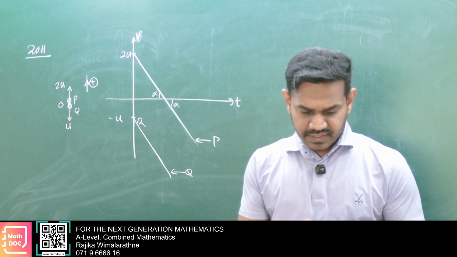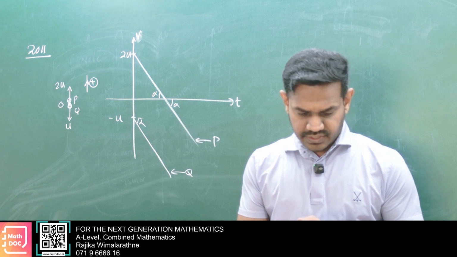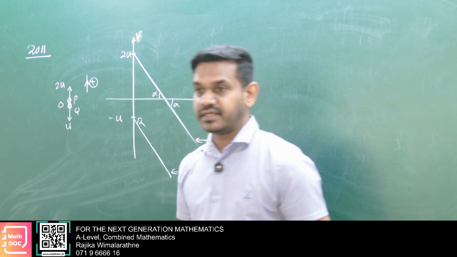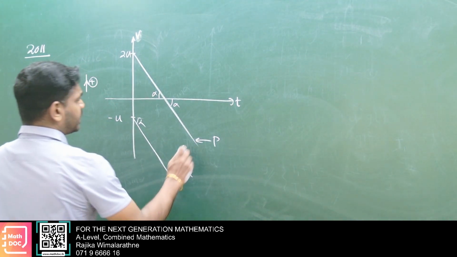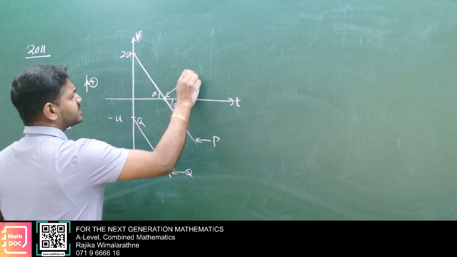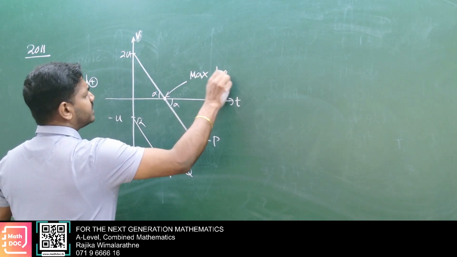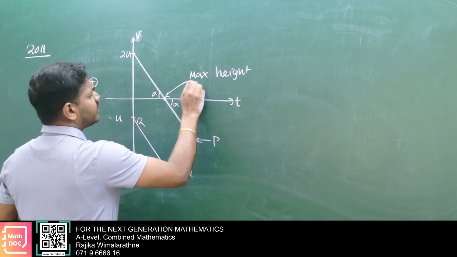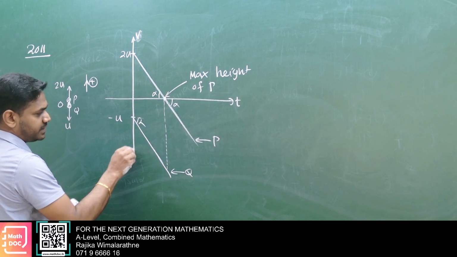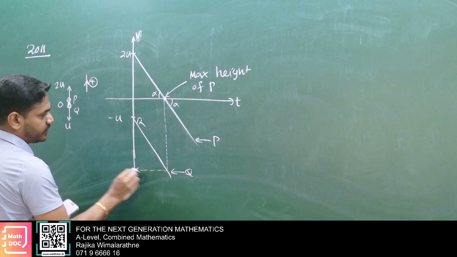For the particles P and Q in the same graph, show the speed of the particle Q when the particle P reaches maximum height. So here the maximum height of P is this position. At that instant we have to find this velocity.